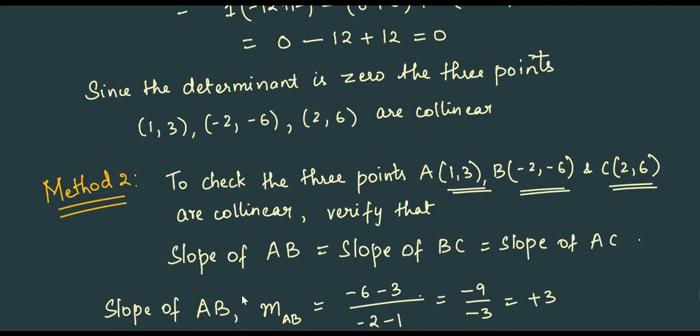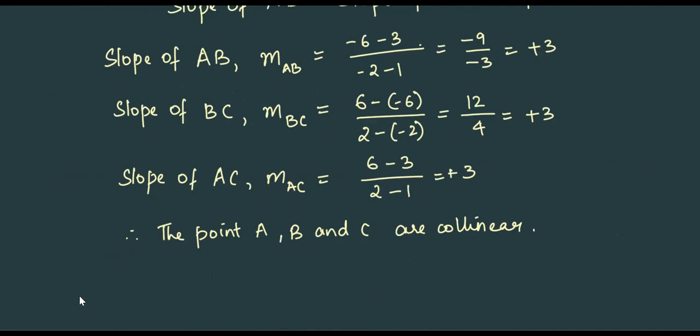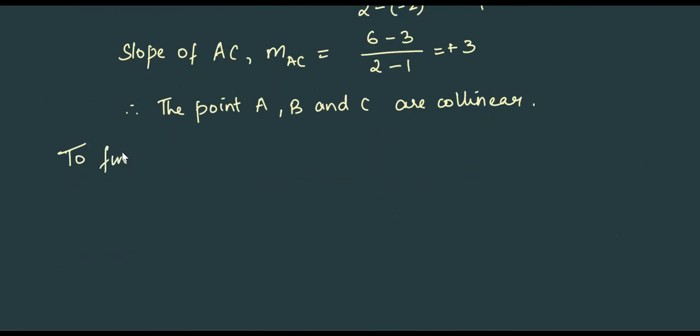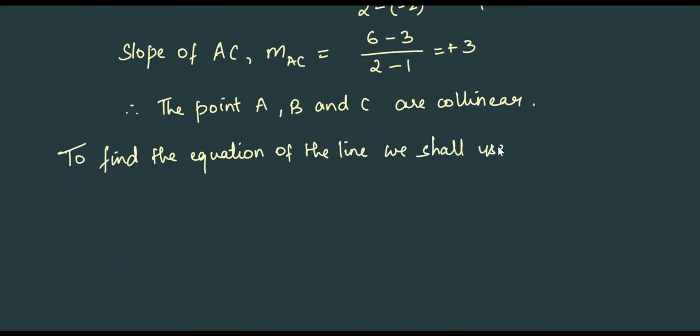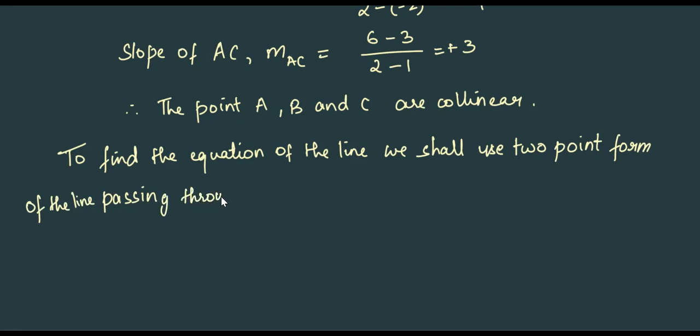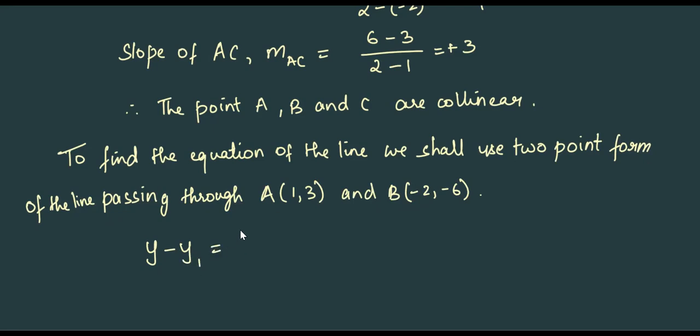Now, you have found the collinearity condition. For the equation of the line, we shall use the two-point form, 2.4, passing through A, say (1, 3), and B (minus 2, minus 6). So what is the two-point form? y minus y1 is equal to (y2 minus y1) upon (x2 minus x1) times (x minus x1). This is the two-point form of the line.